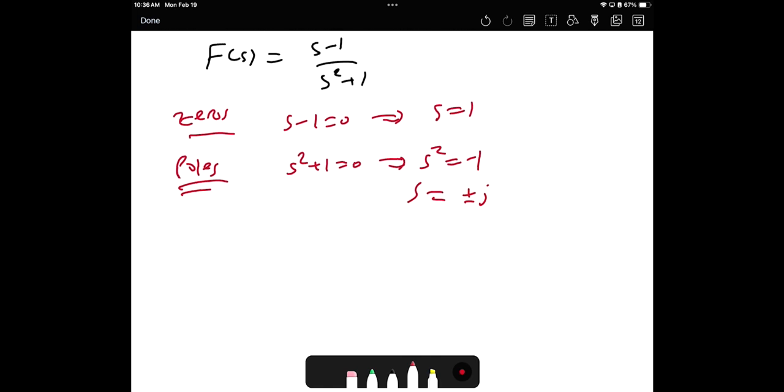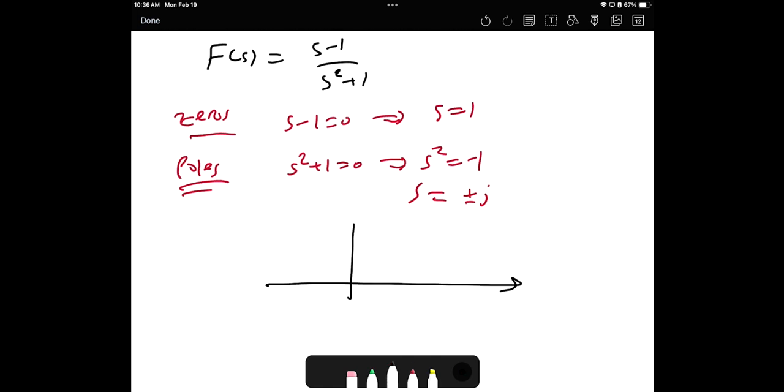Then if we need to plot this in the xy plane, this is the real axis of s, here's the imaginary axis of s. Then we will say the zero is at s equal 1, here is 1. This is the zero, while the poles are at positive j and negative j. That's it. This is how we plot them. So you need to know how to plot them and how to find them. Finding the roots is easy, and plotting them is also good. Just keep in mind that we can have some complex numbers. It's possible. There's no problem.